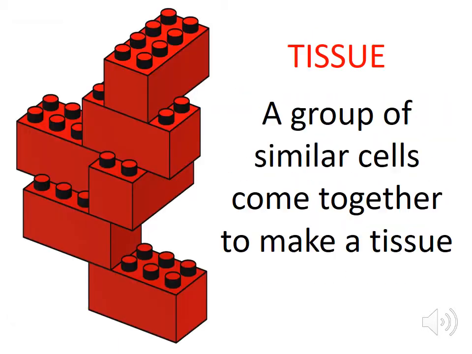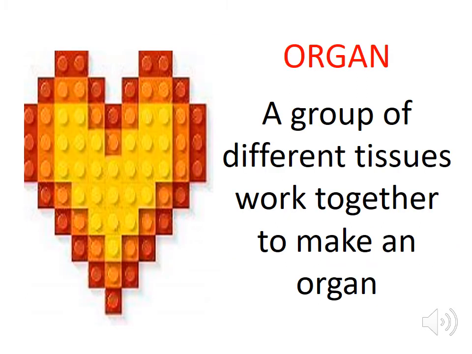Now, if we take a group of similar cells, they make something called a tissue. And you can see there that we have taken lots of different red Lego bricks and they're representing a tissue. They're all very similar, so they're representing a tissue. Now, if we take a group of different tissues and they're all working together, they will make an organ.